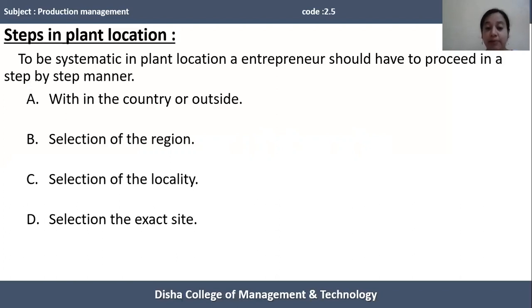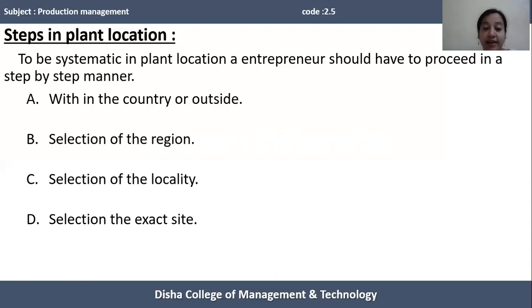Because in a particular region, there are a number of local areas and communities. Out of that, the industrialist has to identify a proper local area for installing their plant. They have to identify a locality out of the many areas of the region. After identifying a locality, the industrialist must identify the exact site for installing their plant.